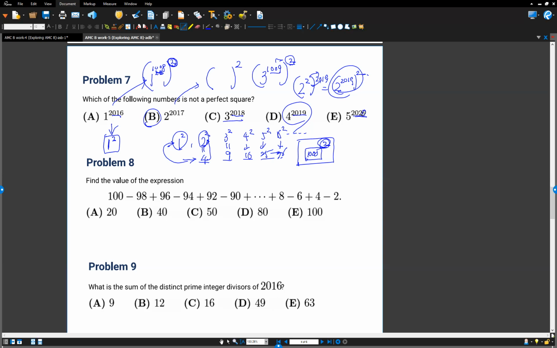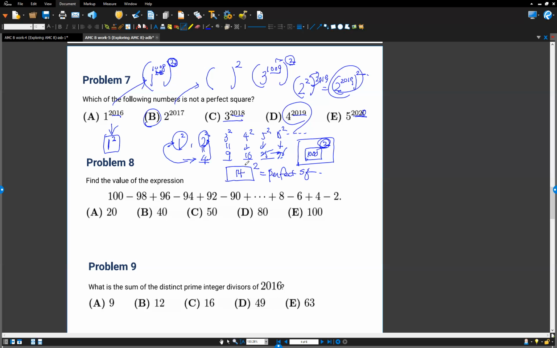Okay? Perfect square means that any number can be expressed in squared form. For example, 121 is a perfect square number. Why? 121 is what? 11 squared. 196 is a perfect square because 196 is what? 14 squared. Okay? Any questions about this? No.